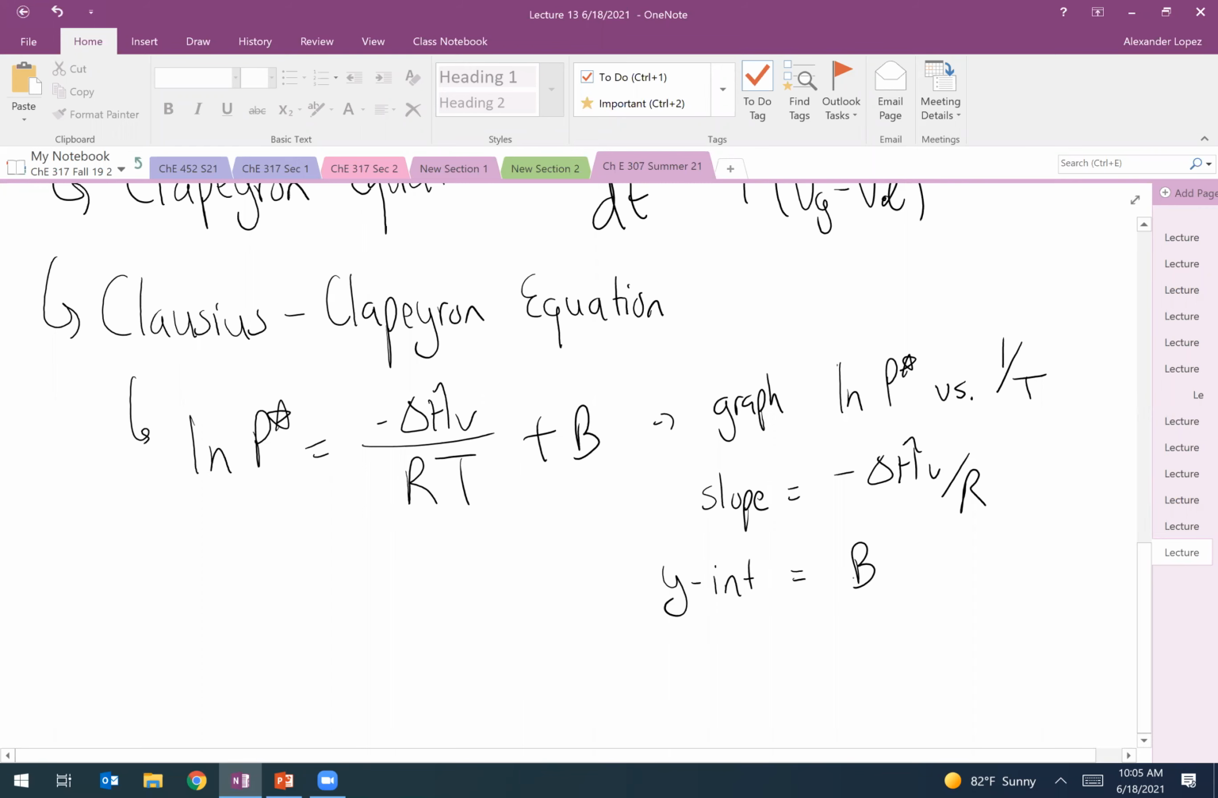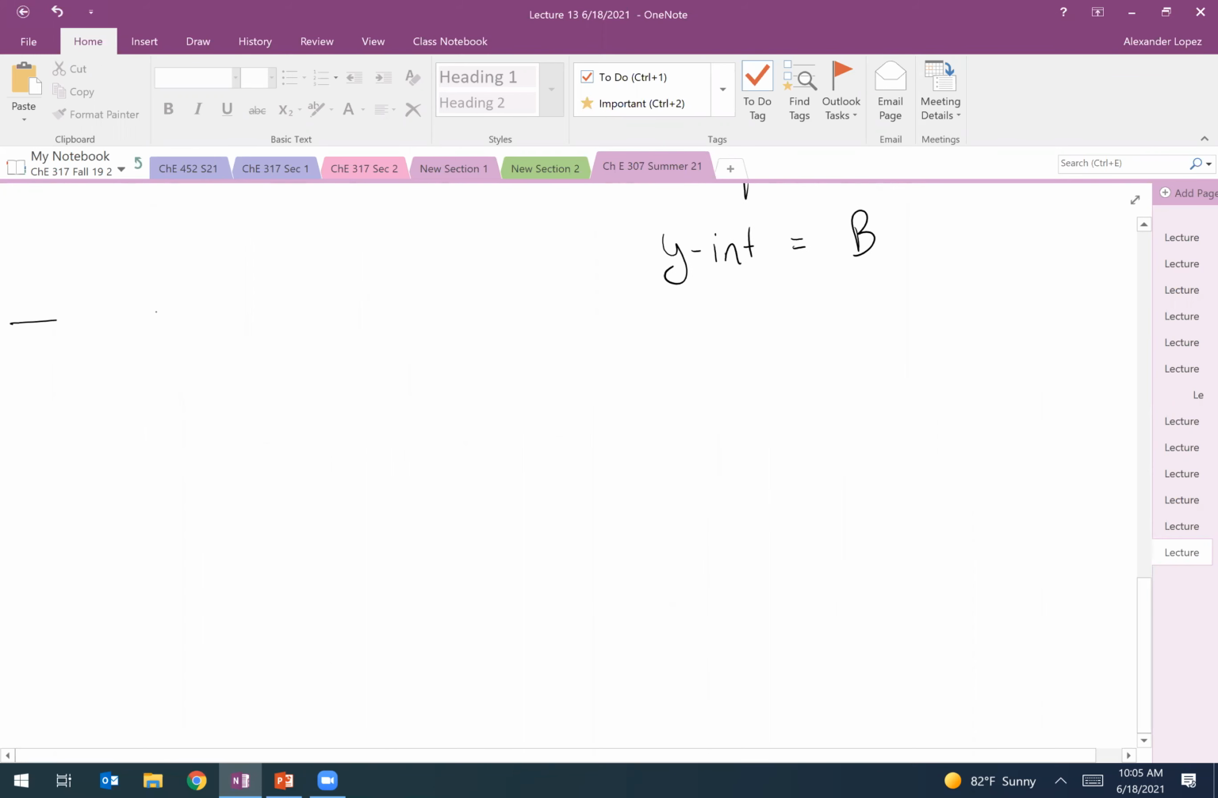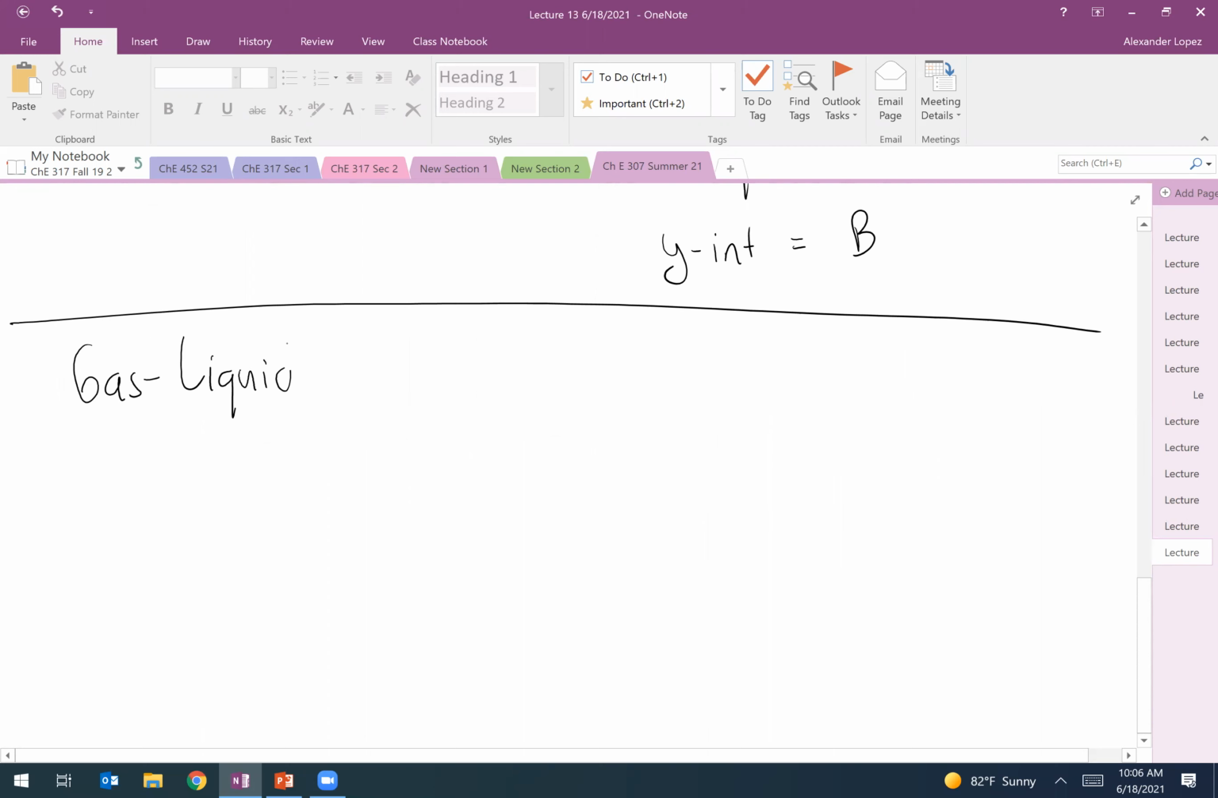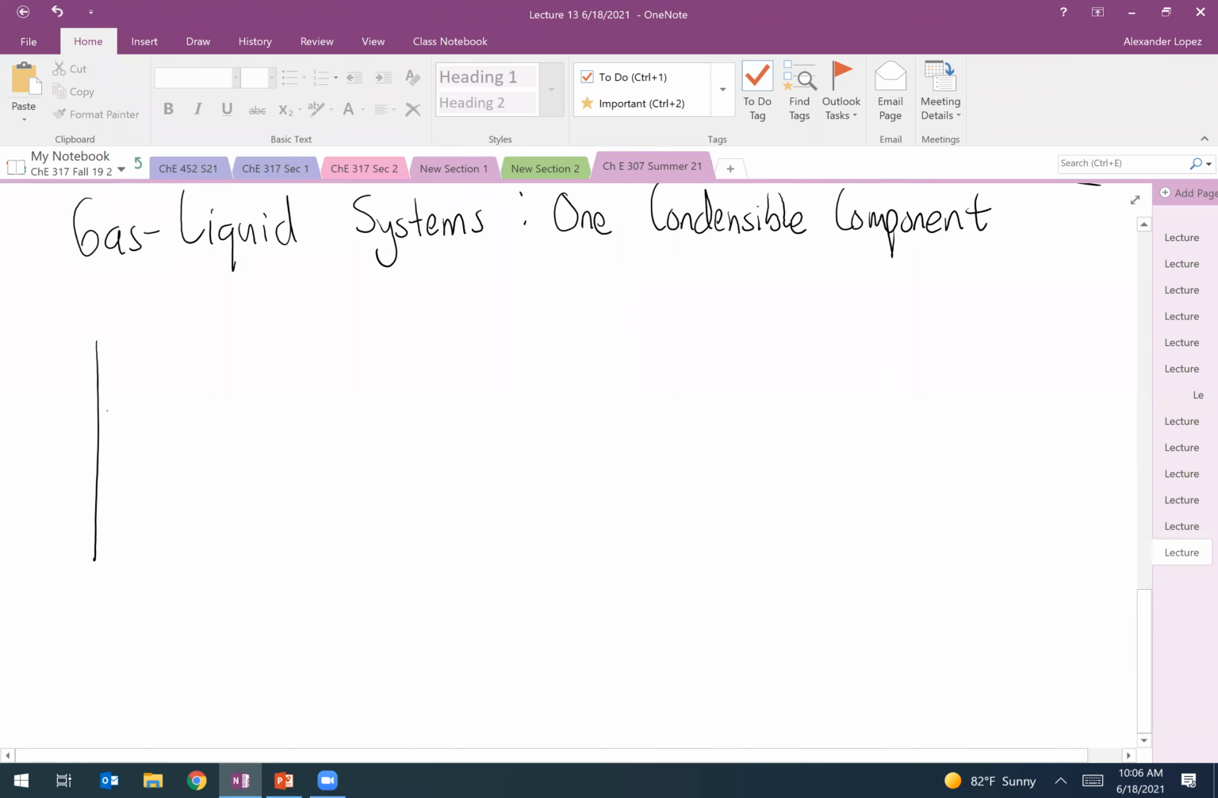All right. Well, then we can keep moving and consider our next major subject area, looking at gas liquid systems with one condensable component. And so consider a system where I have a container. In that container, I've put water at the bottom.